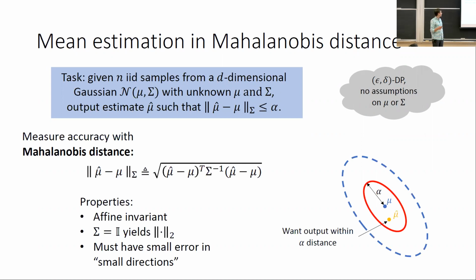So we're measuring accuracy in Mahalanobis distance, which is, I'm sure, familiar to many of you. It's kind of the natural error guarantee for general Gaussians. It's affine invariant. If the covariance is the identity, it's just the L2 norm. And it informally captures the idea that our estimate must have small error in the small directions of the underlying data distribution.